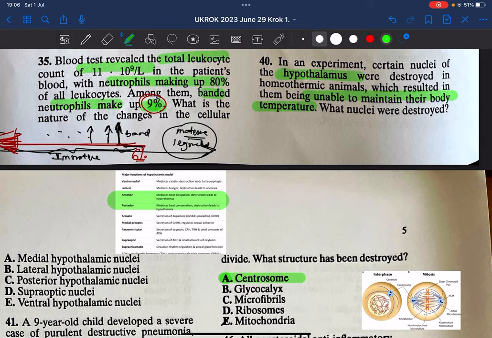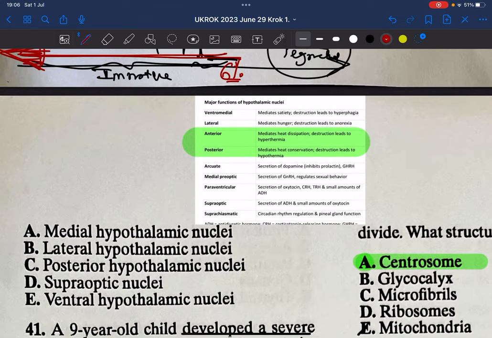This question is about the hypothalamus in animals. We destroyed some nucleus of the hypothalamus of an animal, and then the animal cannot maintain its body temperature. What nuclei were destroyed? Of course, the hypothalamus has many nuclei, as you can see here. Supraoptic, for example, secretes antidiuretic hormone and oxytocin, but it's not related to temperature. The ones related to temperature are anterior and posterior. Destruction of the anterior will lead to hyperthermia because it regulates heat loss. So if destroyed, there will be no heat loss, and temperature will stay inside the body. The posterior hypothalamus mediates heat conservation. So if it's destroyed, we will lose a lot of heat, and that will lead to coldness.